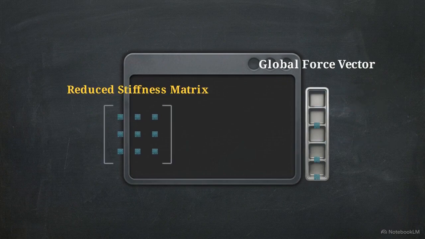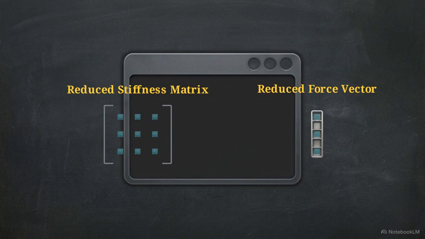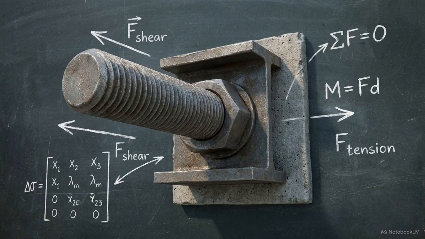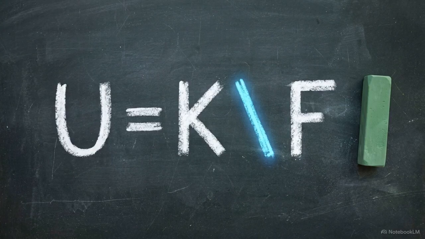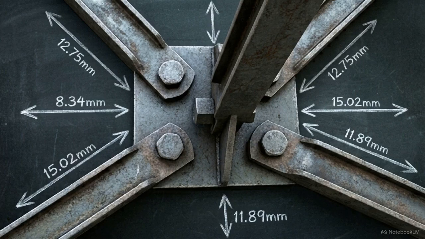The global force vector is reduced in the same way, leaving only the values corresponding to free movement. This reduction is the computational equivalent of bolting the truss to its supports, creating a system of equations that can now be solved. The reduced matrix can now be solved using standard matrix inversion or the backslash operator in MATLAB. This calculation provides the displacement values for every free node in the truss.